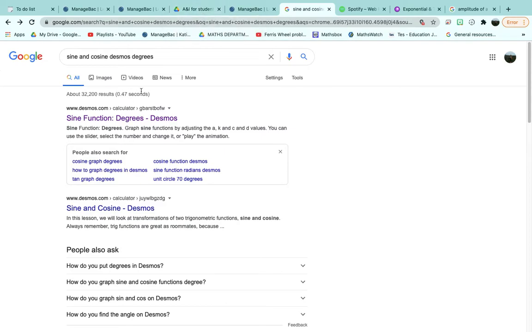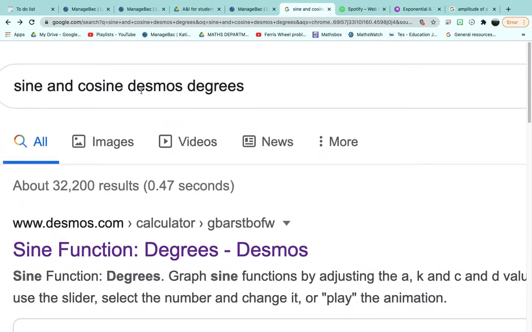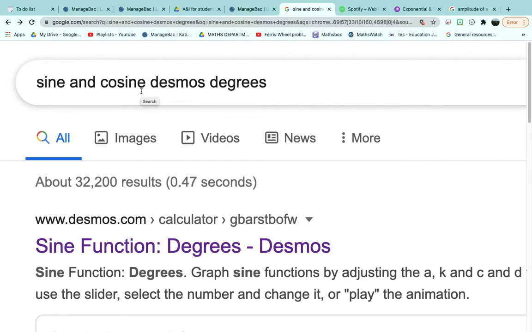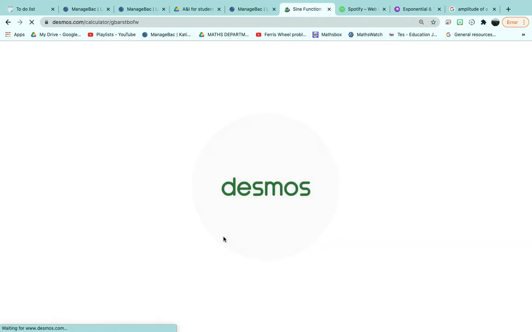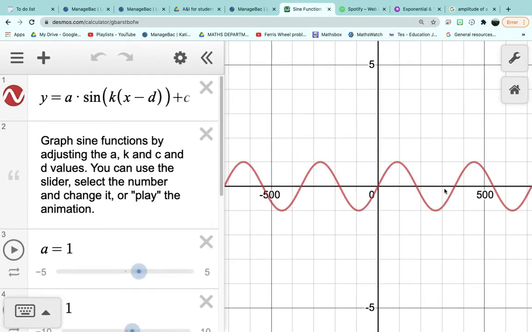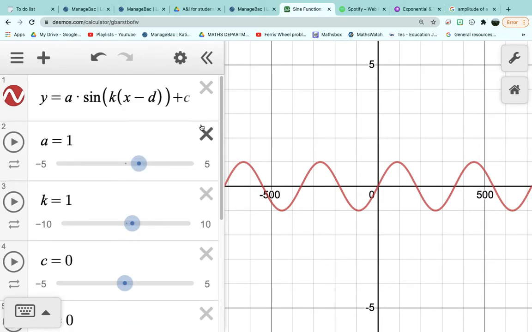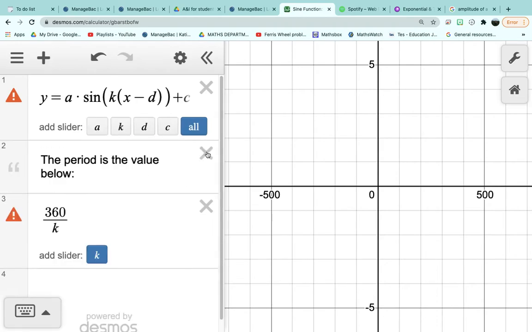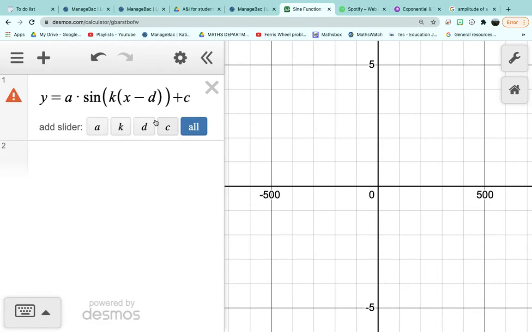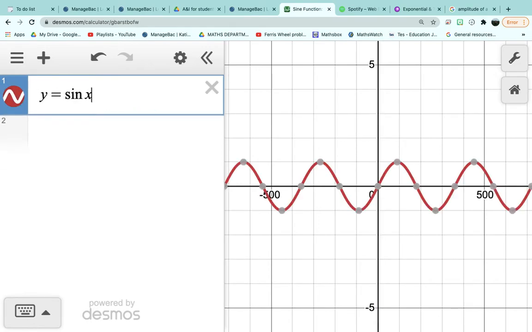Over today is the sine and cosine graphs and how these might be applied in the syllabus. First thing I'd type into Google is this, and then I'd click on to the sine function degrees Desmos. This means that the function looks correct. Now what I would then do is get rid of all these sliders, and later on we will talk about the sliders, and just change this function to y equals sine x. That's all you need to do.